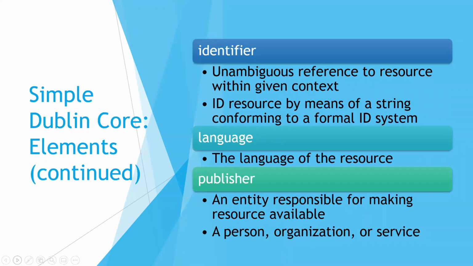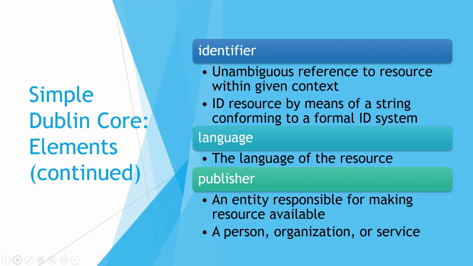Okay, sorry, our next 3 elements are identifier, language, and publisher. If the creator and publisher are the same, do not repeat the name in the publisher area. If the nature of the responsibility is ambiguous, the recommended practice is to use publisher for organizations and creator for individuals. And then in cases of lesser or ambiguous responsibility other than creation, use contributor.